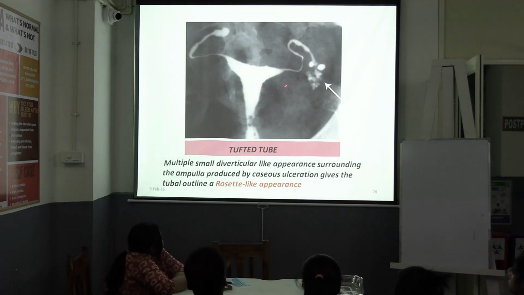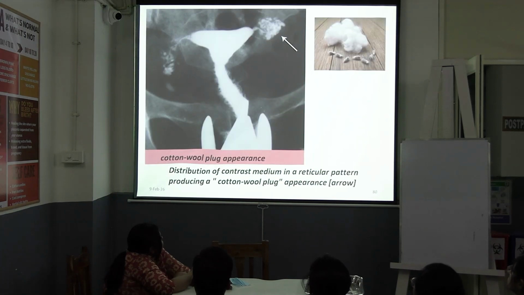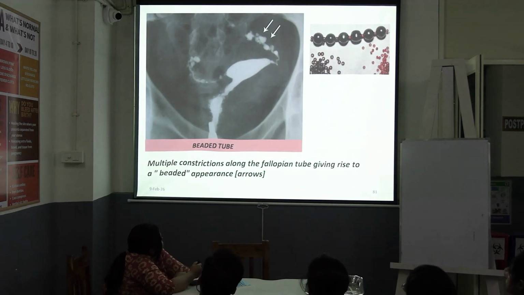See, this is the characteristic multiple rosette-like appearance. This is what? Beaded tube. See again this one. This is a cotton wool plug appearance. These are all signs of genital TB basically. See beaded tube. The typical features of genital TB.